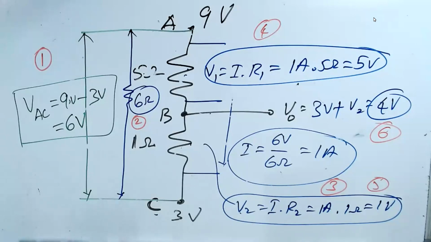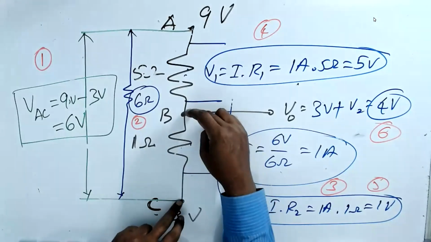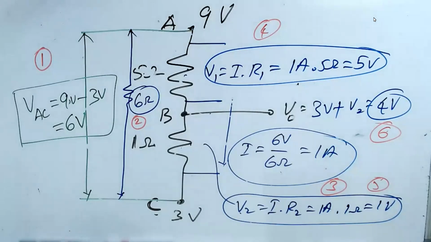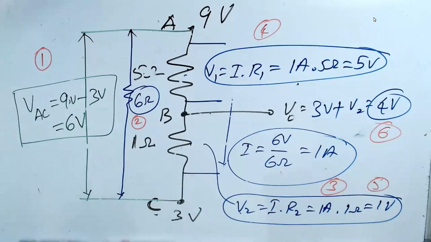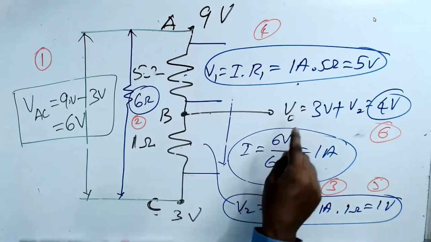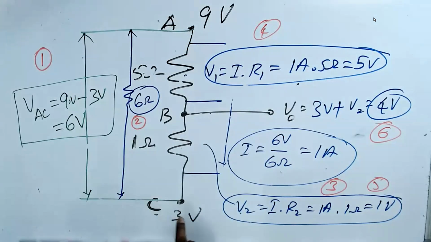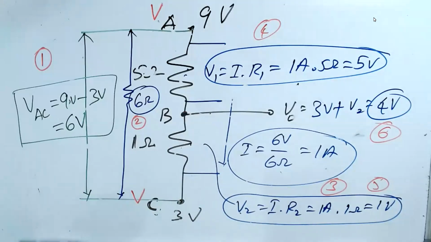How come you add V0 is equal to V1 plus V2? V1, V2 is across VAC, but I'm asking only here. I'm asking here V0 with respect to ground. The potential difference, please understand. Voltage is potential difference. V0 is equal to 9 volt minus V1, or you can call this VA and VC. V0 is equal to VC plus V1. If you don't understand the difference, then there's a problem.